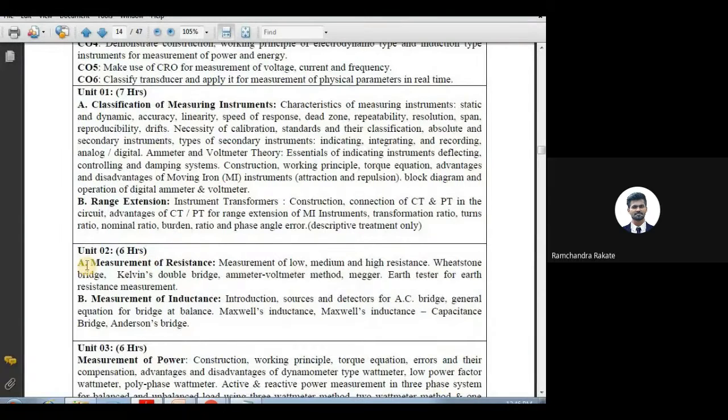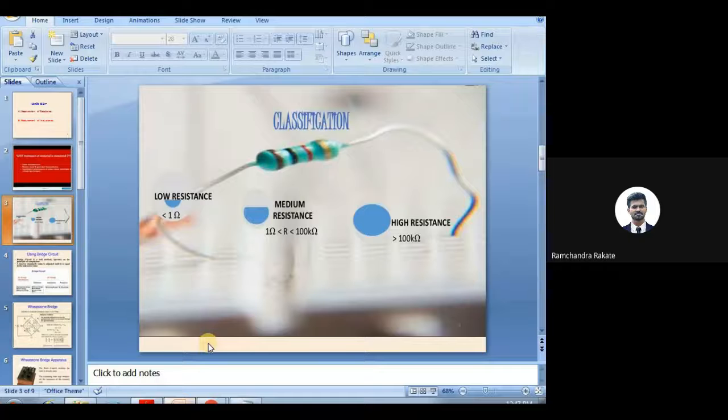So we'll start with the measurement of resistance. We have covered measurement of low, medium, and high resistance. Now we have a total of 3 to 4 methods. One is Wheatstone bridge, then we have Kelvin double bridge, then the ammeter-voltmeter method, then Megger. Last, we will have the earth tester. So how many methods will we look into? 1, 2, 3, 4, and 5th. Five methods are there for measurement of resistance. So let us start.